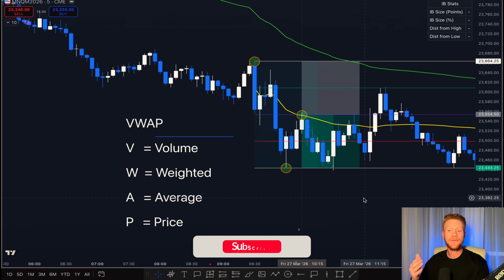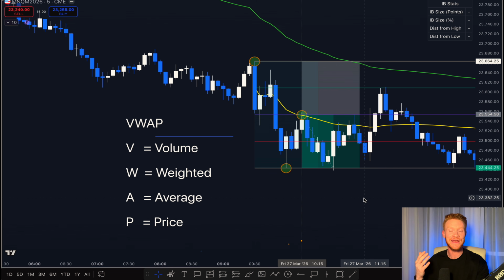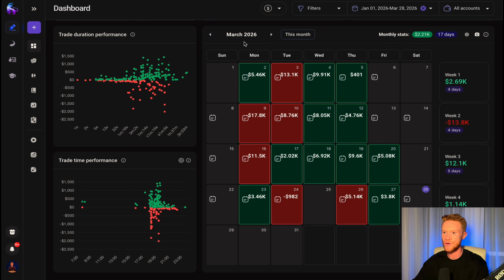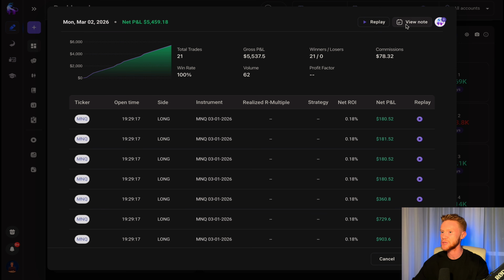Now, I promised that I would show you examples of trades that I've taken using the VWAP with the initial balance. And using a combination of these two things has been so important for the payouts that I've got in 2026 so far. So let's get into some trade examples here. And let's first of all go to this month that we're on at the moment, and let's go to Monday, the 2nd of March trade to begin with.